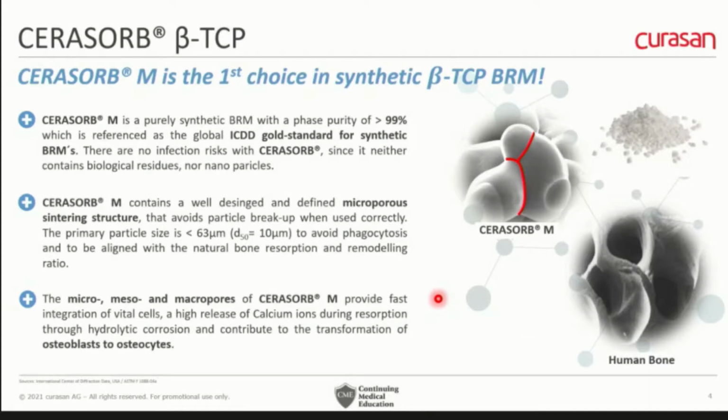The micro, meso, and macropores of the CERASORB M provide a fast integration of vital cells, a very high release of calcium ions during resorption through hydrolytic corrosion, and contribute to the transformation of osteoblasts to osteocytes. And due to this release of calcium ions, we can really say that our CERASORB M material is bioactive and osteostimulative.